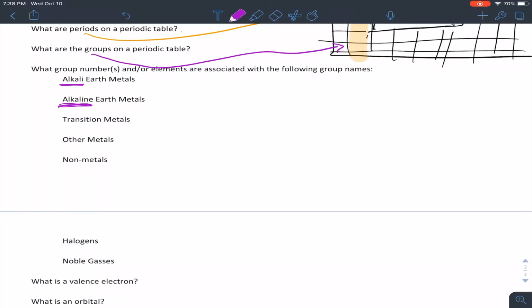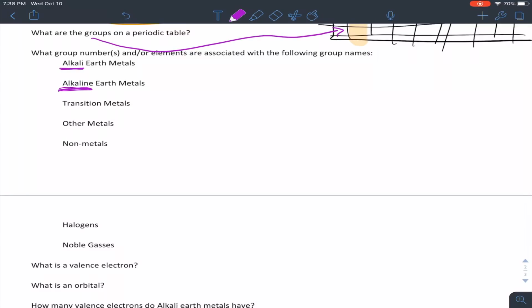Our transition metals are all those middle metals. Once the periodic table drops down, after those first couple of periods, you have all those metals like silver and titanium and palladium. Those are all transition metals, those middle chunk metals. I guess it'd be groups 3A through 12A.